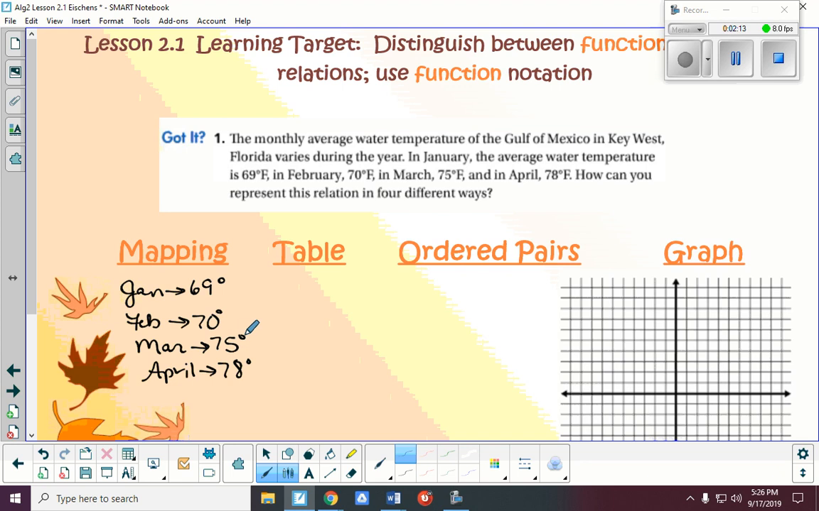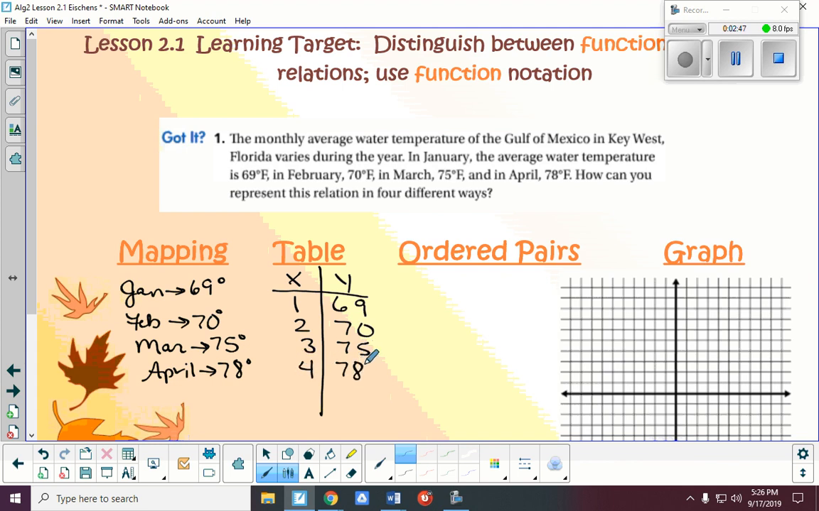Now, if we were going to put these values onto a table, January is the first month. So let's do an XY chart here. So the inputs are the X's, the outputs are the Y's. So our input is January. That's the first month, so we'll put a 1 there. And the temperature is 69. February is the second month, and it's 70. March is the third month, and it's 75. And April is the fourth month, and it's 78.